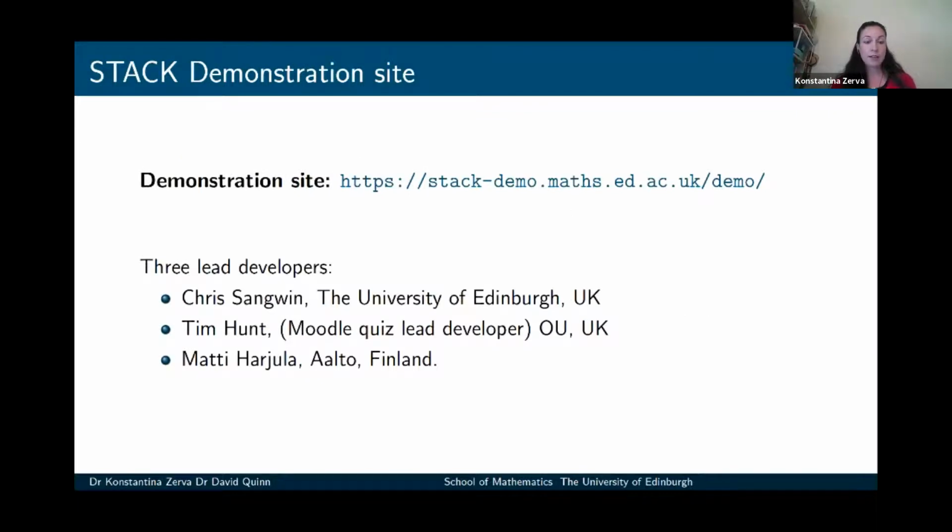STACK was developed back in 2004 by Chris Sangwin, and Tim Hunt and Matti Harjula are also lead developers. You will learn more about STACK in the next few days, and I think there is also a STACK training session, but you can also visit the demonstration site.